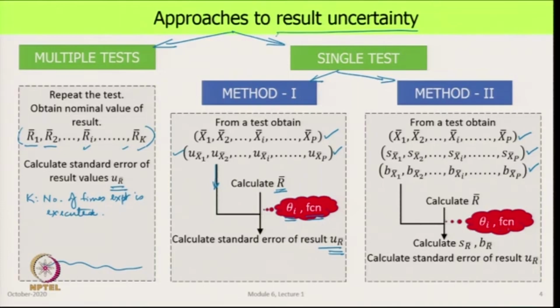And then again, using some function and the sensitivity coefficients, using the result formula, we calculate two parameters, the random standard uncertainty in the result and the systematic standard uncertainty in the result, and then combining them, we calculate the standard uncertainty of the result U R bar.